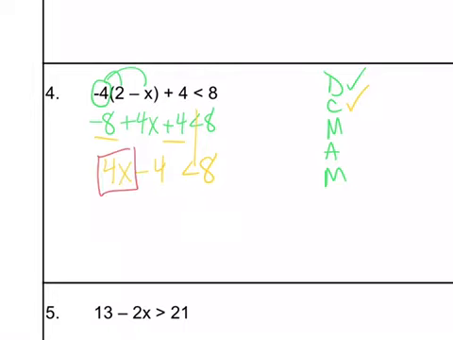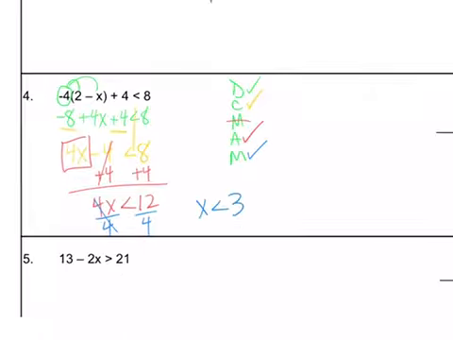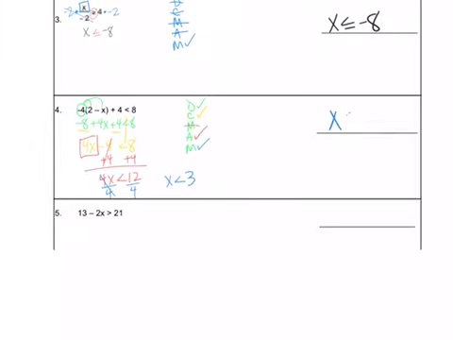From here, I can box my variable. I don't have letters on both sides. Outside of that box, I do have something to add or subtract, so I'm going to add 4 to both sides. So 4x is less than 12. And still trying to get x by itself, I will need to multiply or divide. In this case, dividing by 4. So x is going to be less than 3. And I write that as my answer.